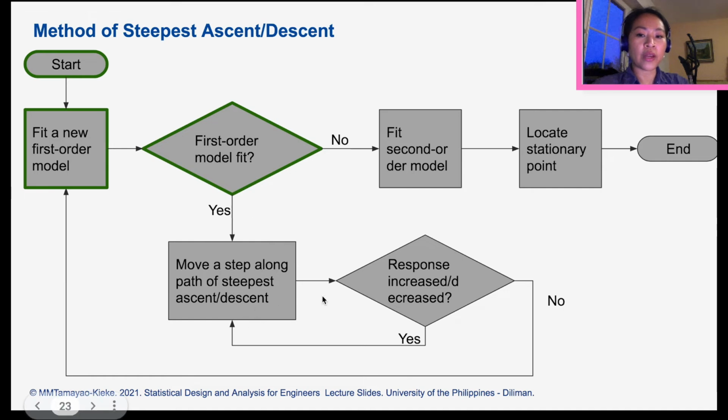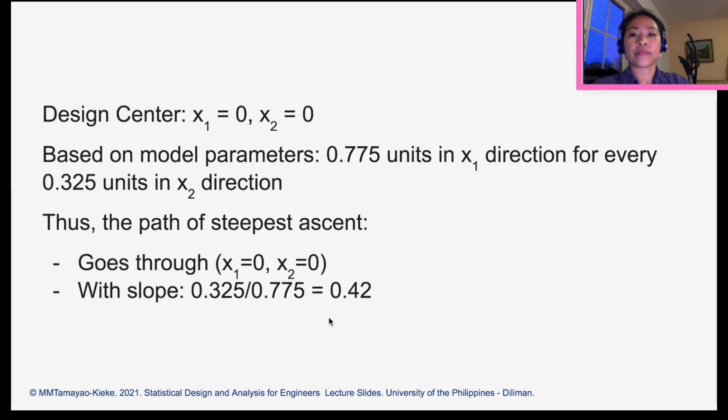And so now we try to move along the path of steepest ascent. The design center is at x1 equals 0 and x2 is equal to 0. Now, based on the model parameters, there is a 0.775 unit movement in the x1 direction for every 0.325 unit movement in the x2 direction. Therefore, the path of steepest ascent goes through x1 equals 0, x2 equals 0, with a slope of 0.325 over 0.775, which is equal to 0.42.